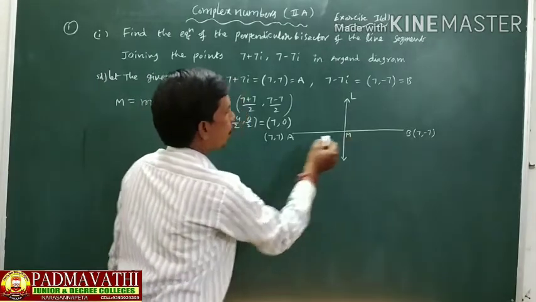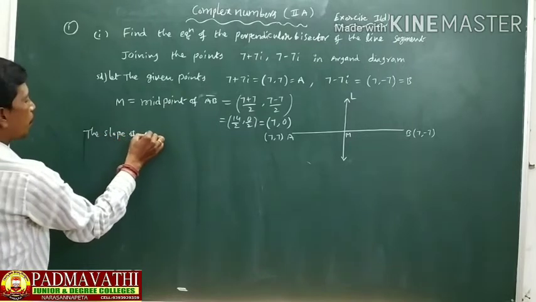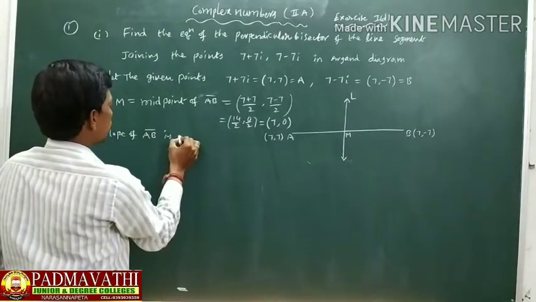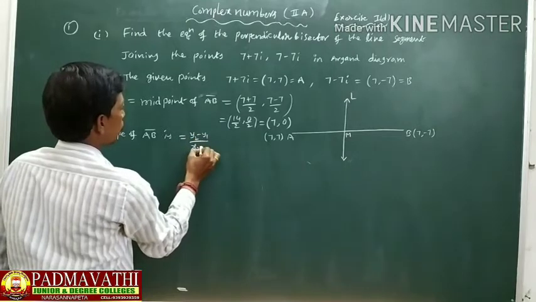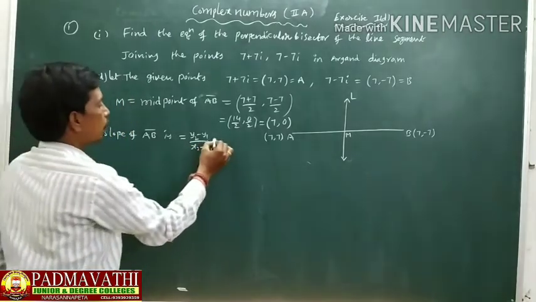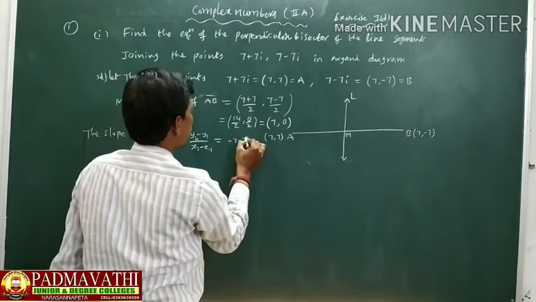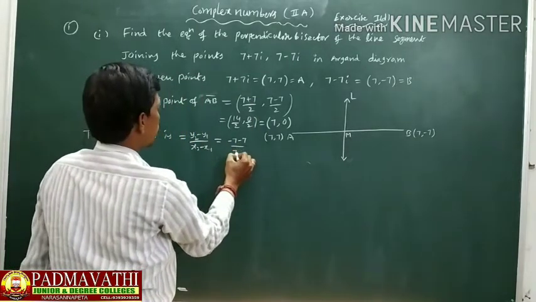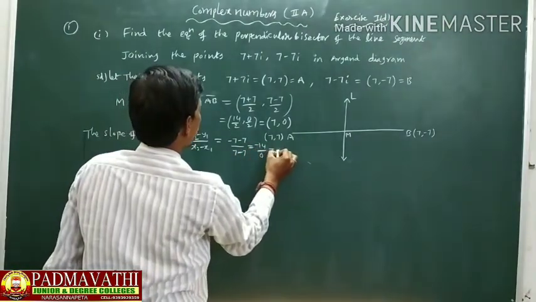Now, we find the slope of AB. The slope of AB is (y2 minus y1) by (x2 minus x1). That is the two-point formula, the slope formula. Minus 7 minus 7 by 7 minus 7, that is minus 14 by 0, that is infinity.